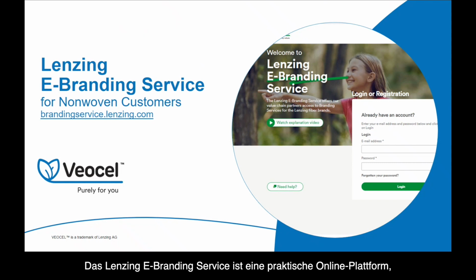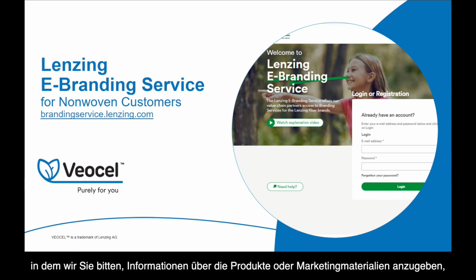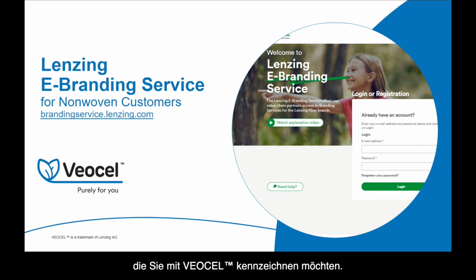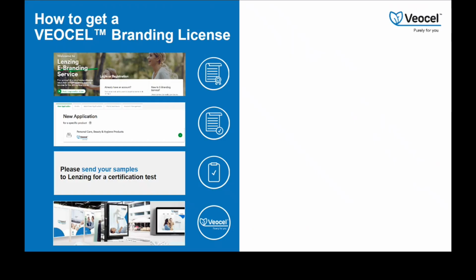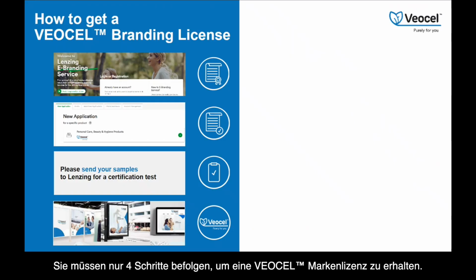Lenzing e-branding service is a handy online platform which allows you to apply for a VEOCEL brand license. It works like an online questionnaire where we ask you to provide information about the products or marketing materials you would like to brand with VEOCEL. You only have to follow 4 steps in order to get a VEOCEL brand license.